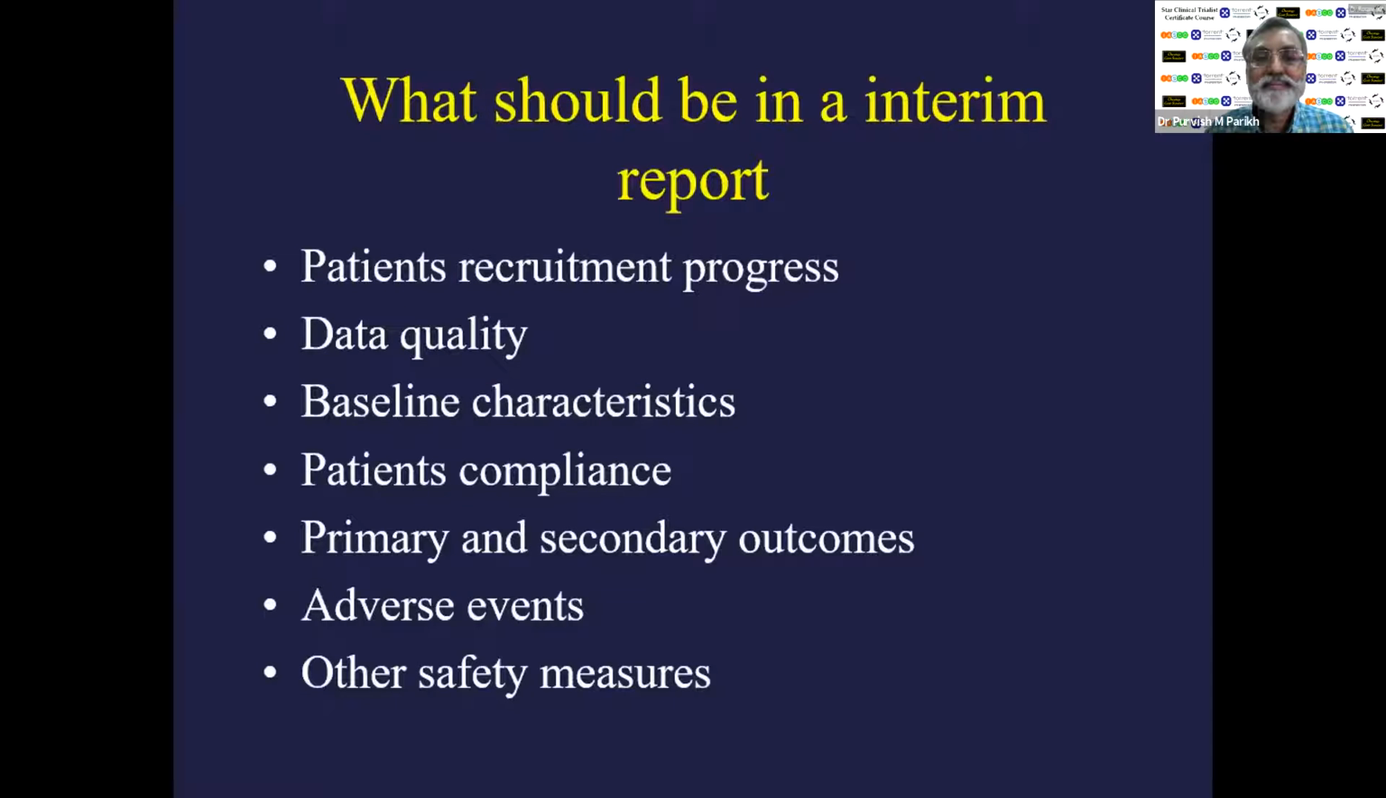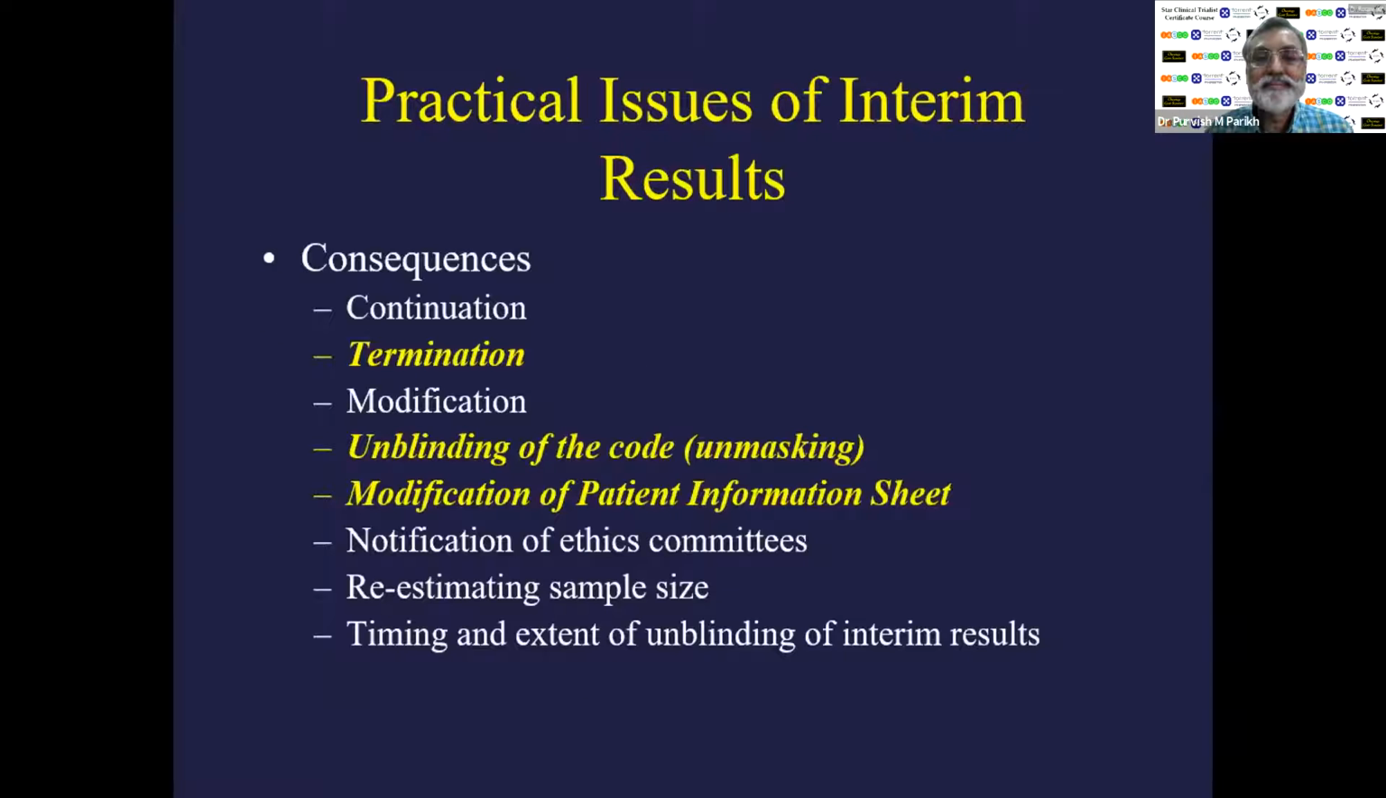Interim analysis should contain, in addition to the statistical aspects, information on all these other factors that are listed here on this slide. An interim analysis can have very important consequences, including terminating a trial, as you saw in the elective neck dissection study from Tata Memorial. It can lead to unblinding of the code. It can lead to a modification of the informed consent form. It can lead to re-estimating the sample size. So it should never be taken lightly, but with due care, consideration, and rigor.